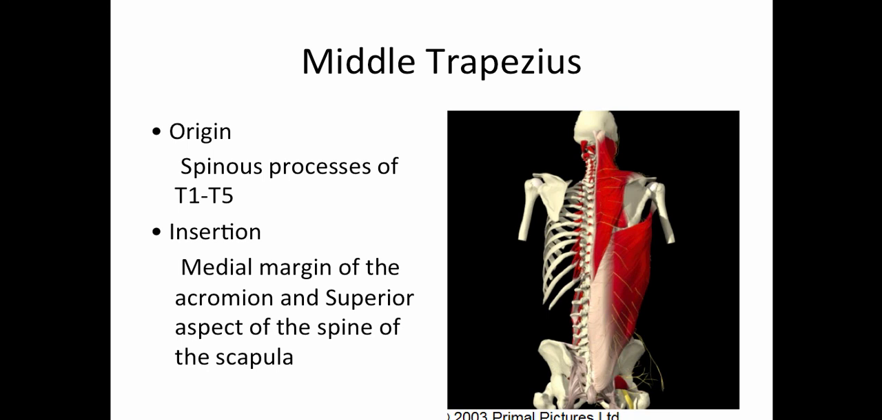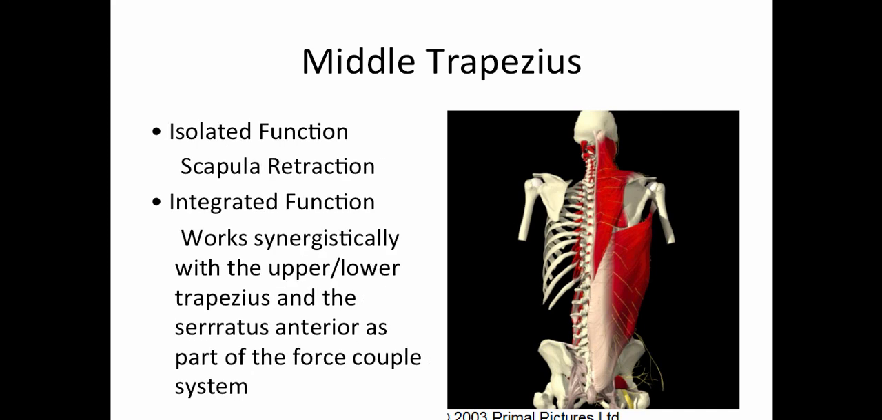The middle trapezius originates at the spinous processes of T1 to T5, and then it inserts on the medial margin of the acromion and superior aspect of the spine of the scapula. The isolated function of the middle trapezius is scapular retraction. Its integrated functions are that it works synergistically with the upper and lower trapezius and the serratus anterior as part of the force couple system of the scapula.